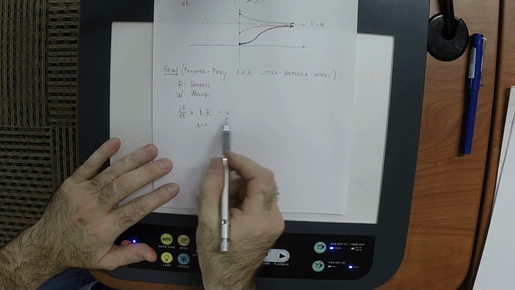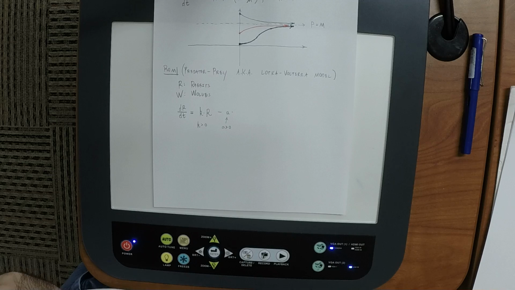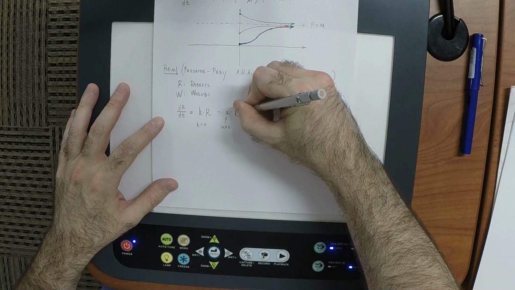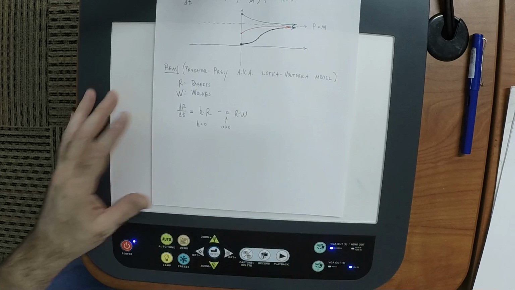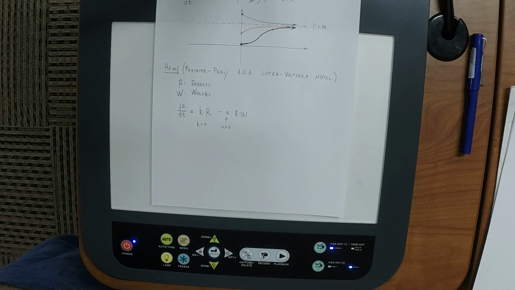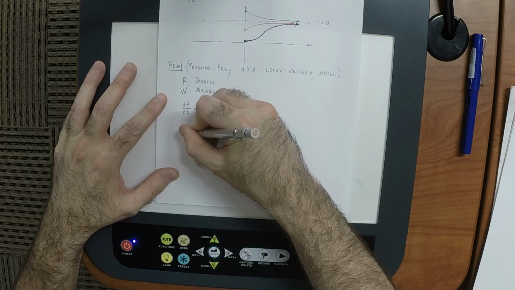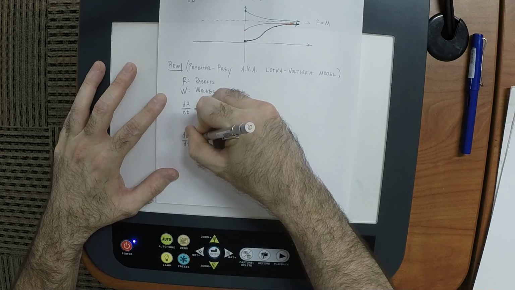So if we're taking rabbits out of the population, not only should it be proportional to the number of wolves, but it should also be proportional to the number of rabbits. Okay, so this is how the number of rabbits should change as a function of time. All right, let's think about how the wolves should change. So dW/dt.